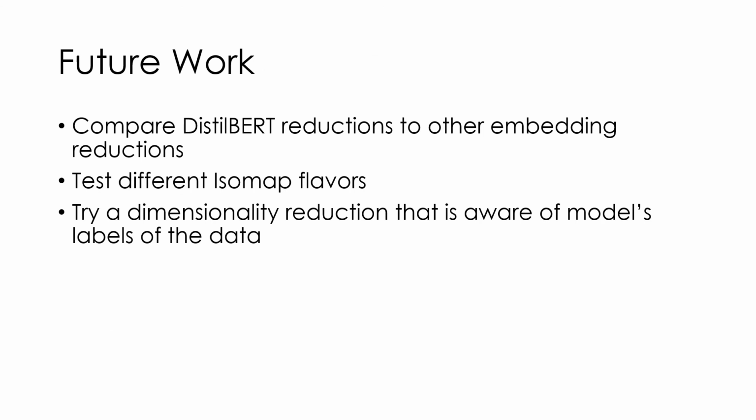And finally, during our project, we found a couple of directions we'd like to continue research on. The first being comparing the DistilBERT reductions to reductions on other transformers like BERT or XLNet. And the second would be to try different IsoMap flavors. There are a couple of other IsoMap algorithms that seem to perform better on some data sets. And finally, try dimensionality reduction that is aware of the model's labels. All of our dimensionality reductions were unsupervised, and we believe that a supervised version of this may perform better.